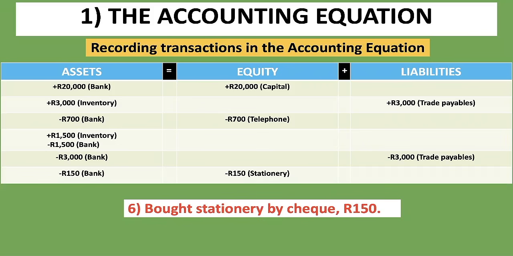So whenever you're paying for an expense, or you've just paid for an expense, you can see that you'll have a minus for bank under assets and minus for that expense under equity, and this expense is called stationery. Let's look at the next one.